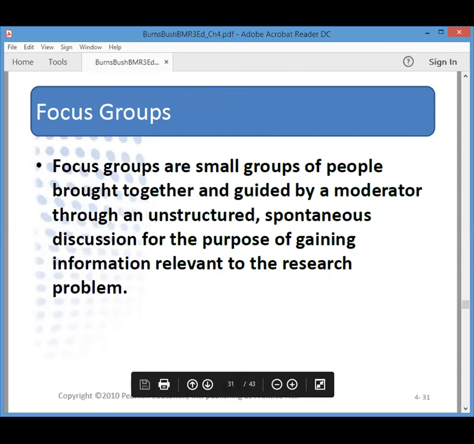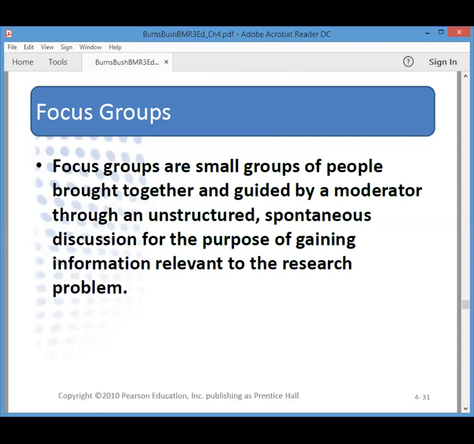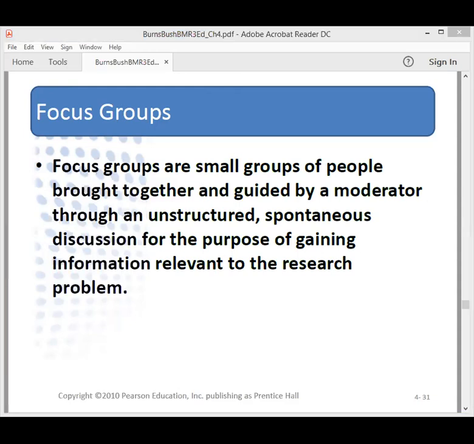Focus groups are small groups of people that are guided by a moderator, and they are dealing with unstructured, qualitative type interviews. And the idea is spontaneous discussion among the panel members is going to reveal information that's relevant to the research problem. So there are two types of focus groups, a traditional focus group and a non-traditional focus group.